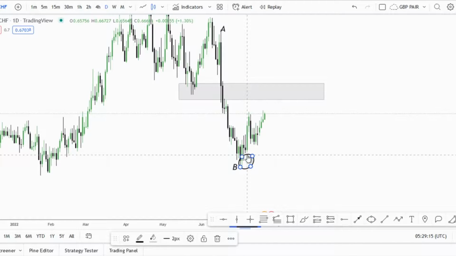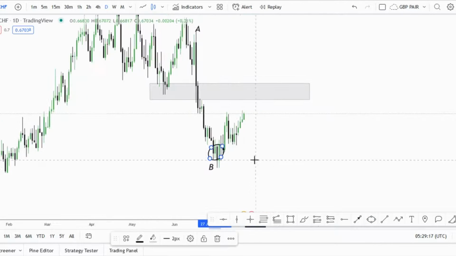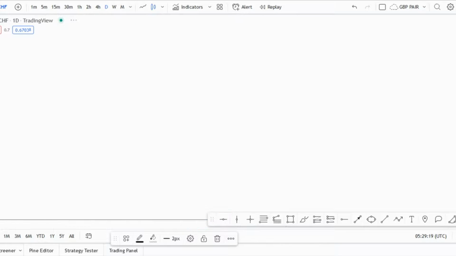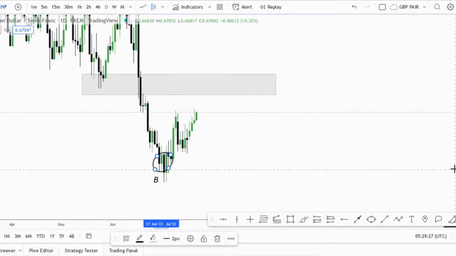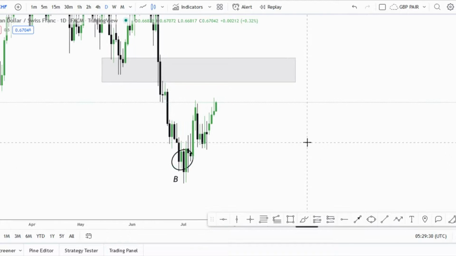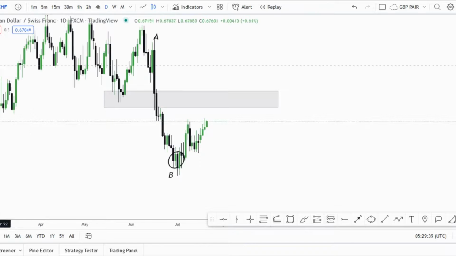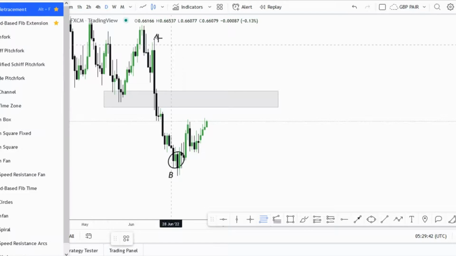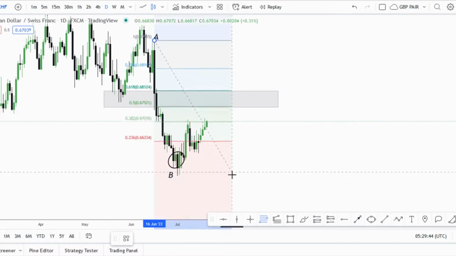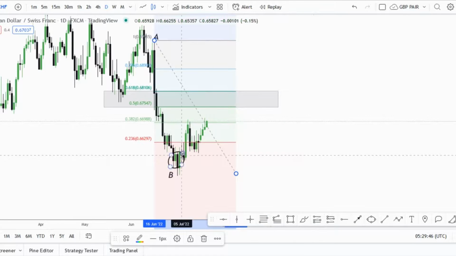So when I saw this candle here, I'll also be talking about candle patterns as we move forward. When I saw this, I said, okay, I should be expecting a retracement. So I pulled my Fibonacci tool from point A to point B. So now I was expecting price to do this.